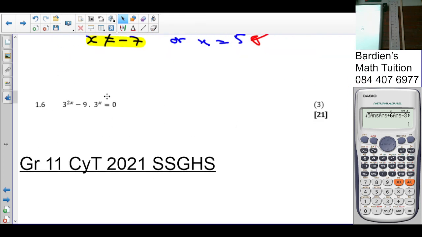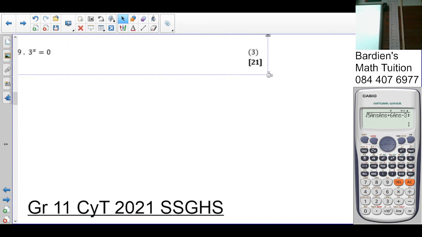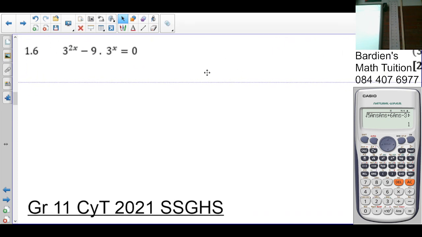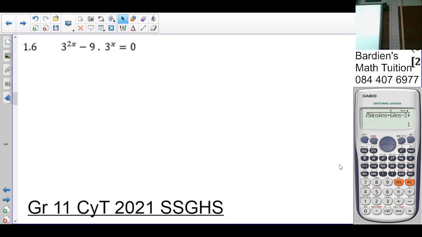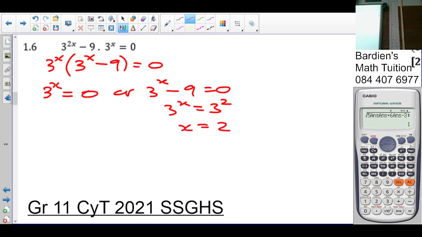The next one, 1.6. What needs to be done here? Okay, substitution. Not so. If you could have seen that 3x is a common factor, I could have gone straight and said 3x minus 9 is equal to 0. So 3x is equal to 0, or 3x minus 9 is equal to 0. So 3x is equal to 3 squared. So x is equal to 2. This one doesn't work. Not so.